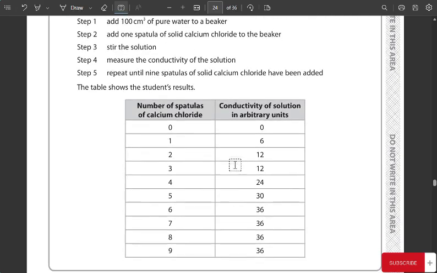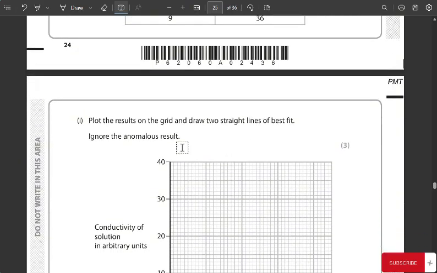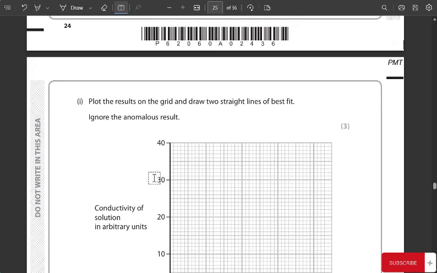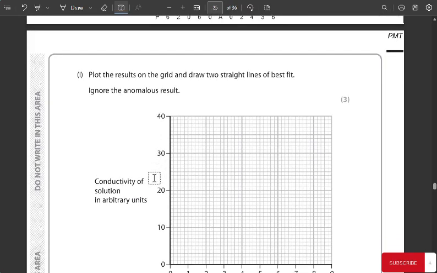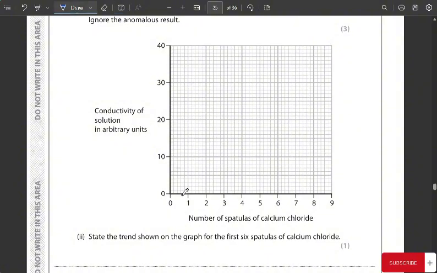And we can see the information in the table. Plot the results on the grid and draw 2 straight lines of best fit. Ignore the anomalous result. Okay, we'll draw.